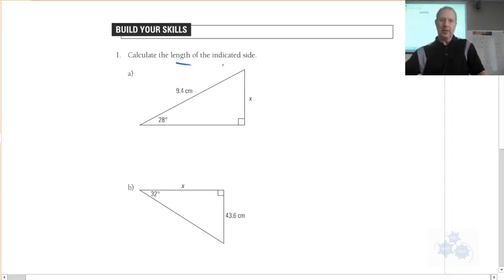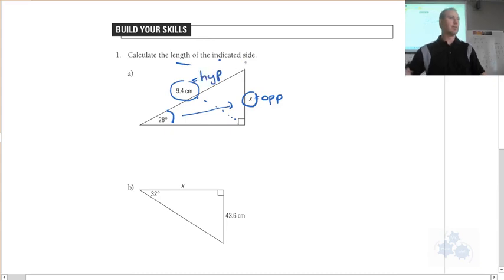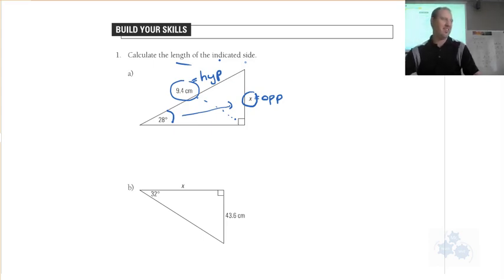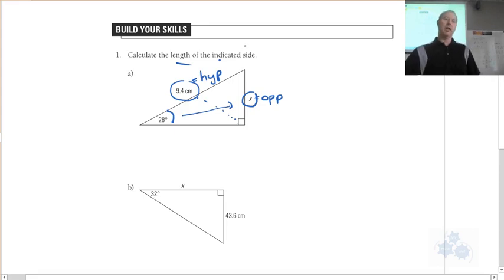So this one says, calculate the length of each indicated side. So I need to know x. Well, I'm given 28 degrees. I'm trying to find the opposite side, and I'm given the side that's opposite the 90. It's the largest side, so that is the hypotenuse.